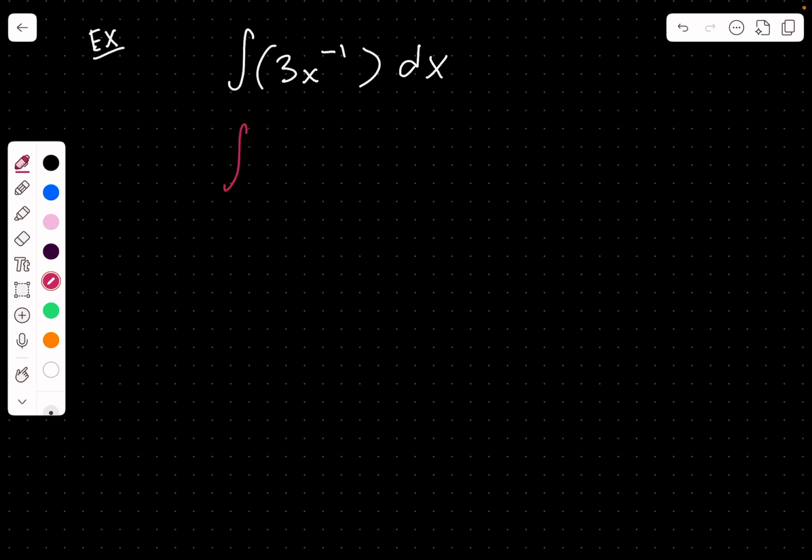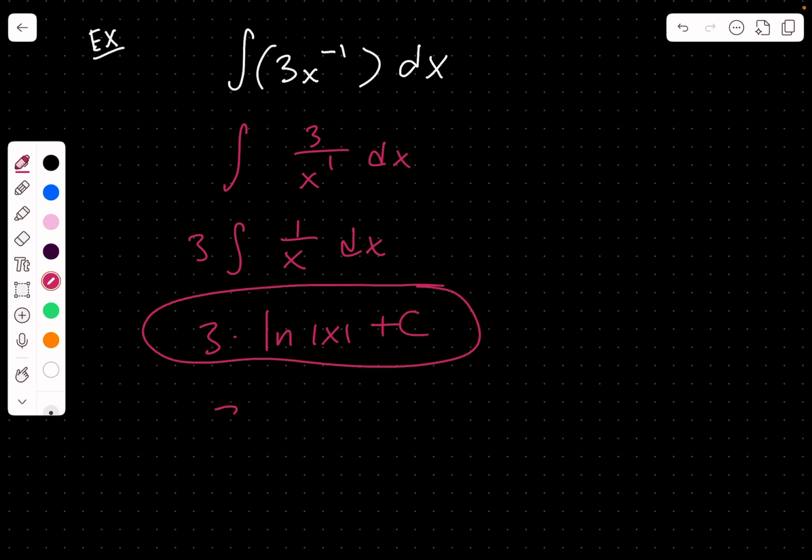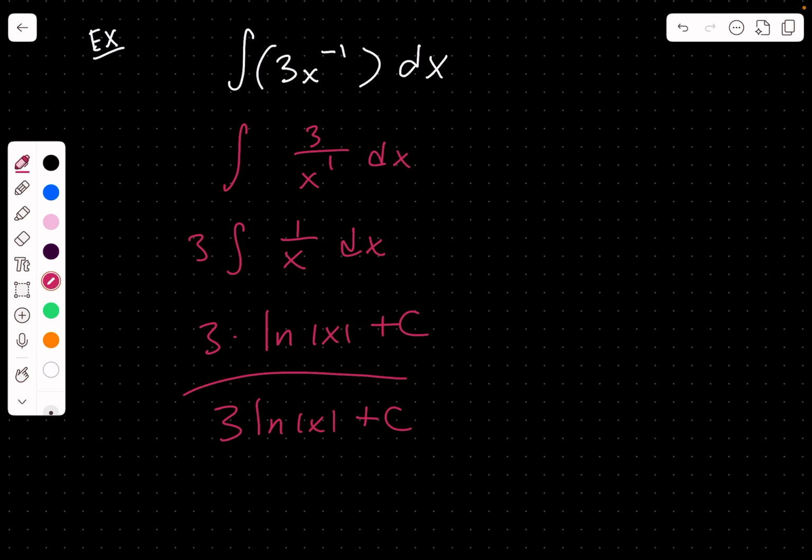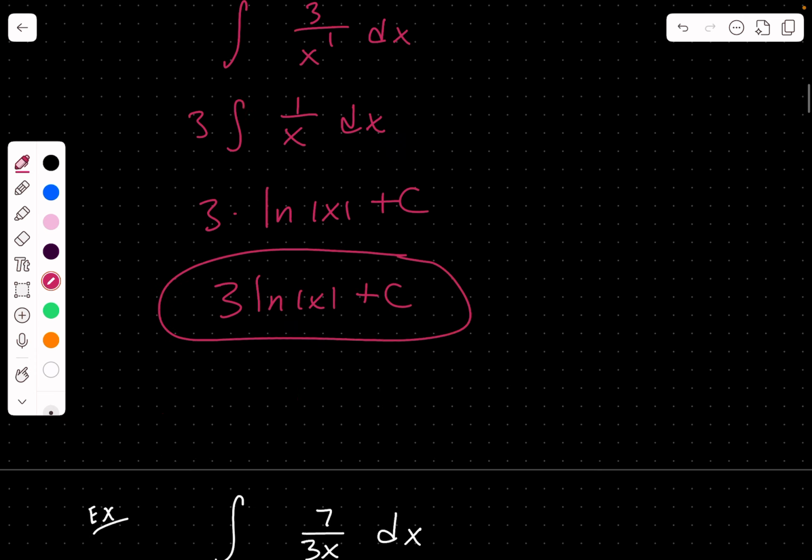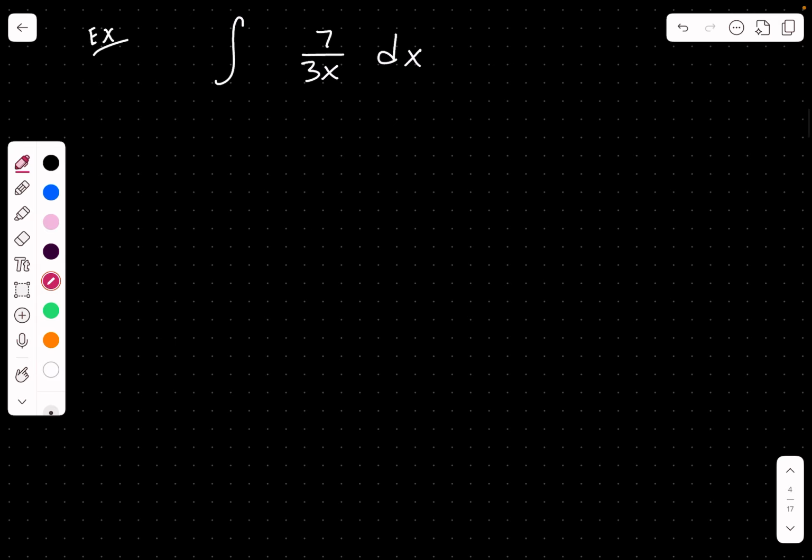So I'm going to rewrite this integral. We get 3 over x to the first power, dx. We can bring out that 3, because our properties say that we can bring out constants. And we're left with 1 over x dx. Now, she looks more familiar, right? We get 3 times ln of absolute value of x plus c as our answer. Okay, that's our answer.